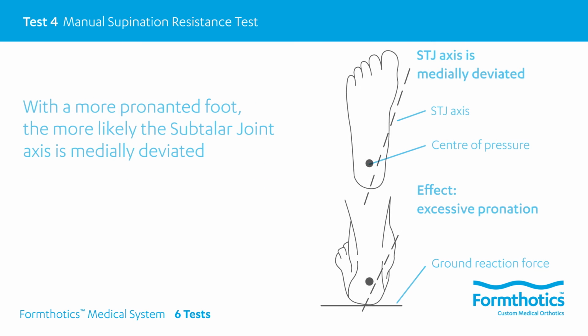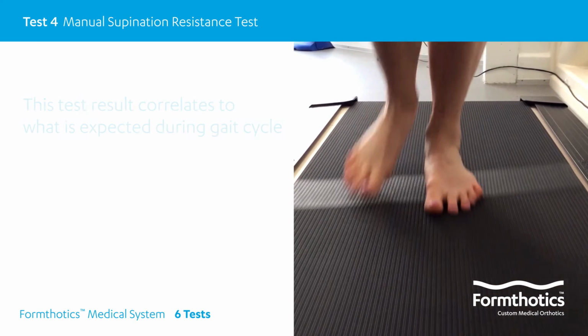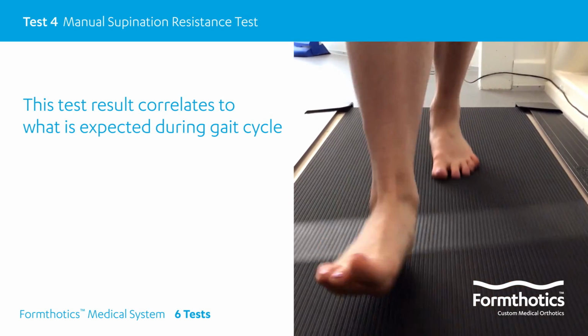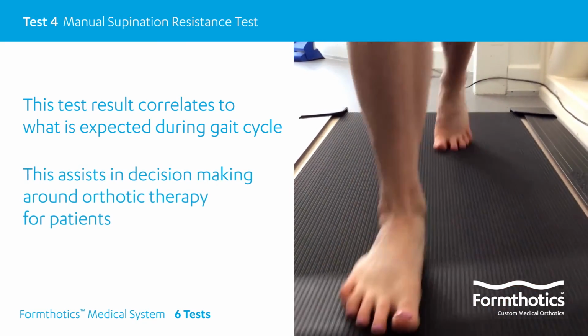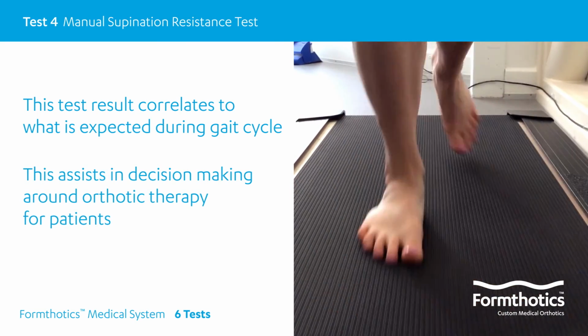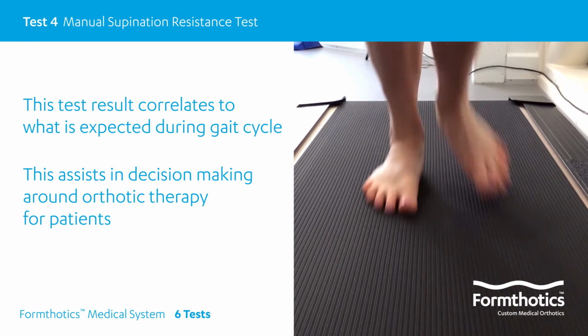With a more pronated foot, the harder it is to manually supinate the foot, grade 4 to 5, and the more likely the subtalar joint axis is medially deviated. The test result correlates well to what is expected during the gait cycle. This assists in decision-making around orthotic therapy for an individual patient.